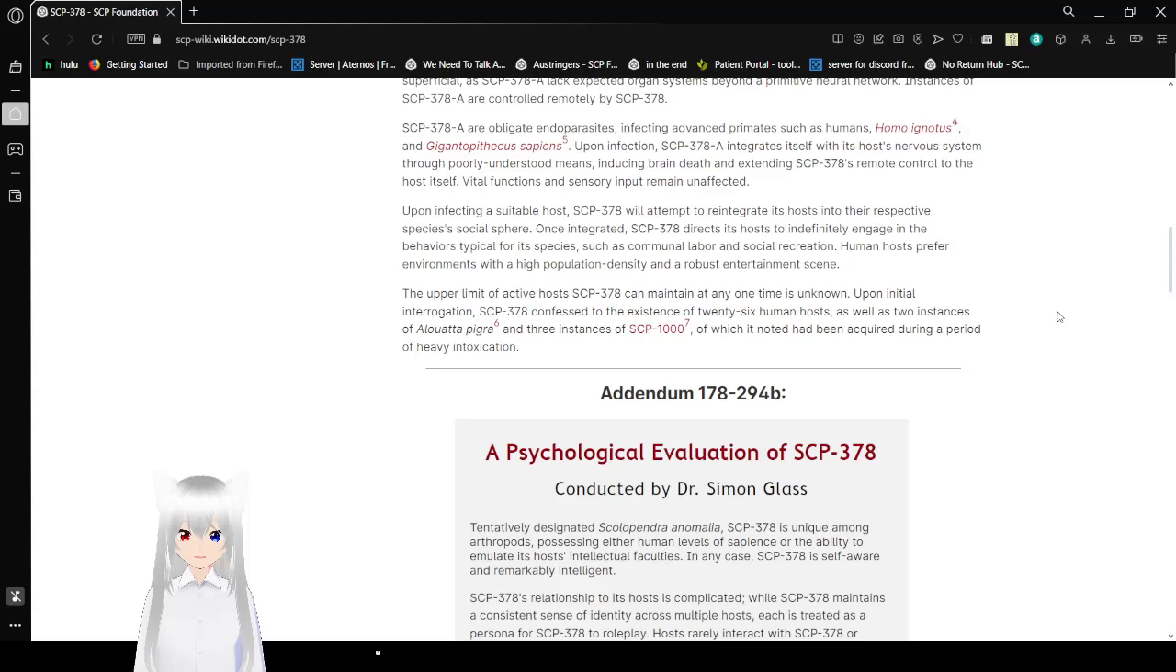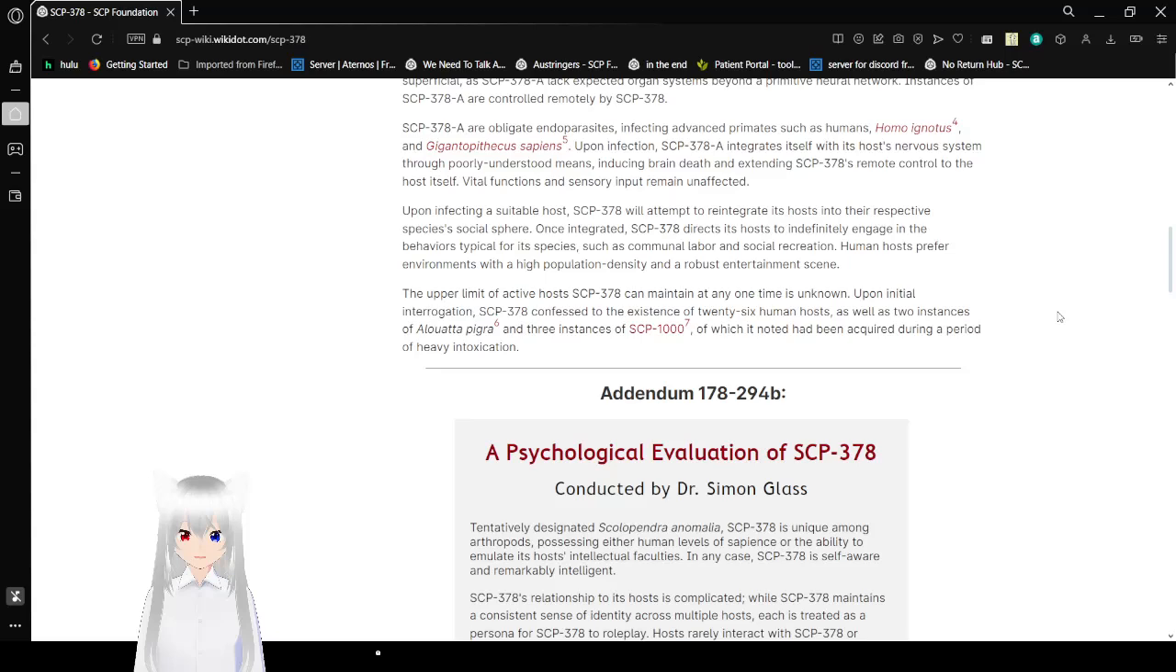Upon initial interrogation, SCP-378 admitted to the existence of 26 human hosts, as well as 2 instances of Alouatta pigra, also known as the Guatemalan black howler, and 3 instances of SCP-1000. Research into SCP-378's apparent immunity to SCP-1000 and thousands of anomalous effects is ongoing, of which I noted had been acquired during a period of heavy intoxication.